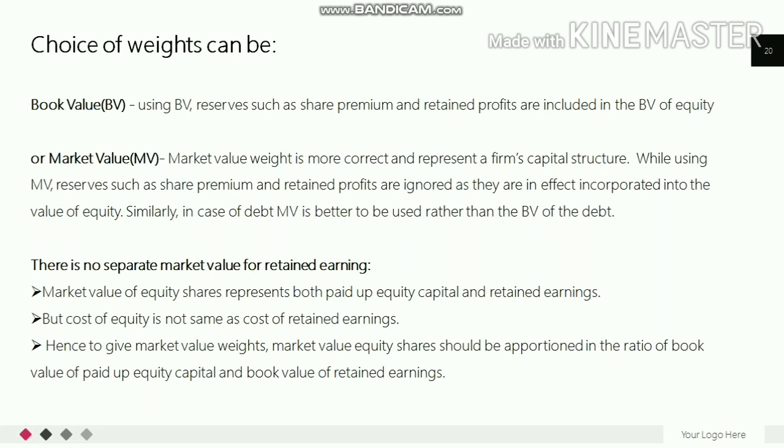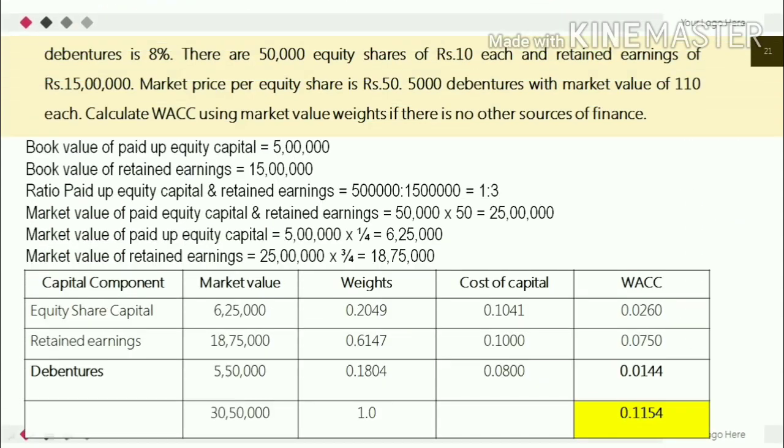Similarly, in case of debt, market value is better to be used rather than the book value of the debt. There is no separate market value for retained earnings. Market value of equity share represents both paid up capital and retained earnings. But cost of equity is not the same as cost of retained earnings. Hence, to give market value weights, market value of equity shares should be apportioned in the ratio of book value of paid up equity capital and book value of retained earnings. This small concept we will understand with an example below.